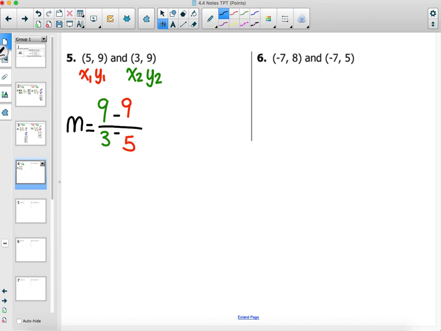Now I simplify. 9 minus 9 is 0 for the numerator. 3 minus 5 is negative 2 for the denominator. And 0 divided by negative 2, this reduces to a slope of 0.